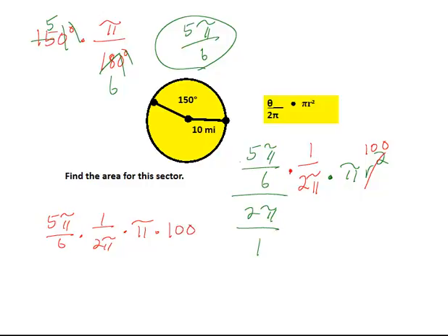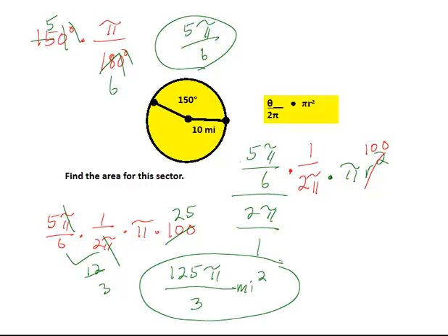So let me cancel out anything that I can get rid of. I can get rid of these pi's right away. I can look at this. 6 times 2 is 12. Okay, 12 and 100, my common factor is 4. So I can say 4 into 12, 3. 4 into 100 is 25. Now I multiply top, top, bottom, bottom. So 5 times 25 is 125 pi. And on the bottom, I'm left with 3. And let me do my label. Because I'm doing an area, it's got to be squared. And that would be my answer.